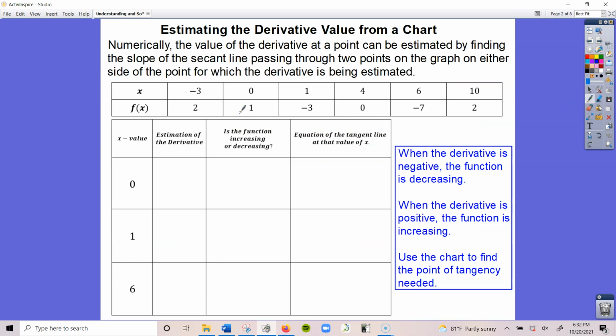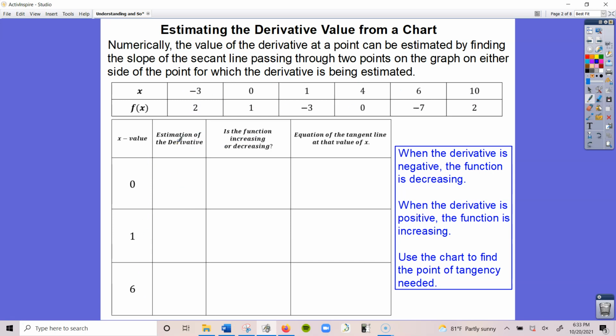Now we're going to look at a chart, which we haven't really seen charts before. So let's see how to use this chart to get all of the same information that we can get either from a graph or from an equation. On this chart, we have different values of x and different values for f of x. So for all of these, we're going to estimate the value of the derivative given these x values and using this chart.